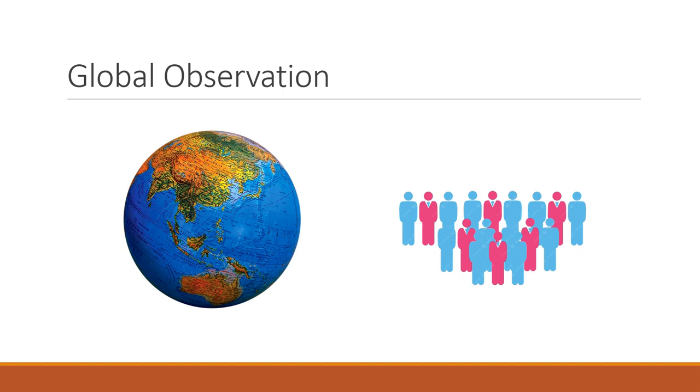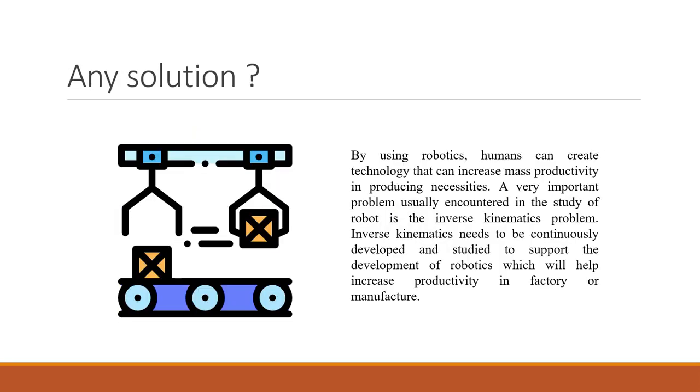First of all, why I want to do this research. With the increasing human population today, it forces us to be able to increase human productivity in producing goods and necessities. Therefore, assistance from machines and robots is needed to increase the productivity. By using robotics, human can create technology that can increase massive productivity in producing necessities.